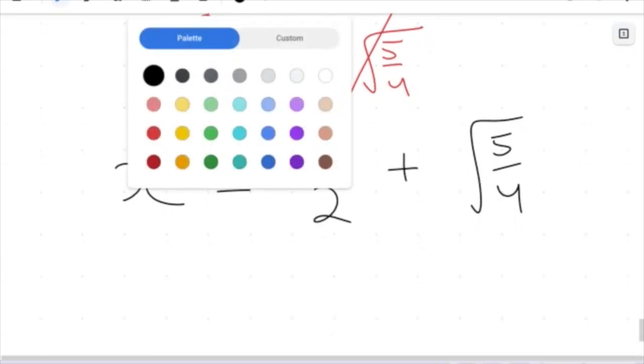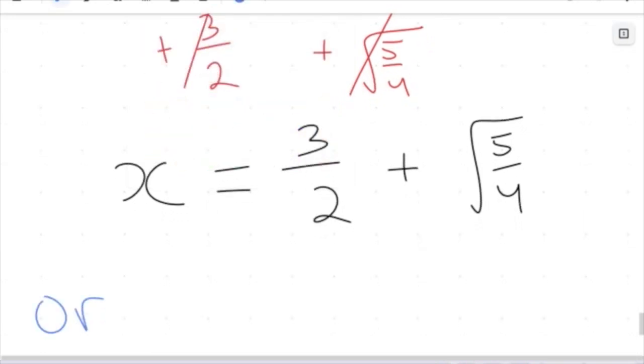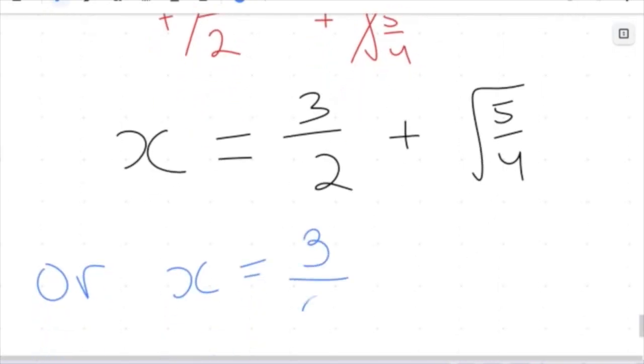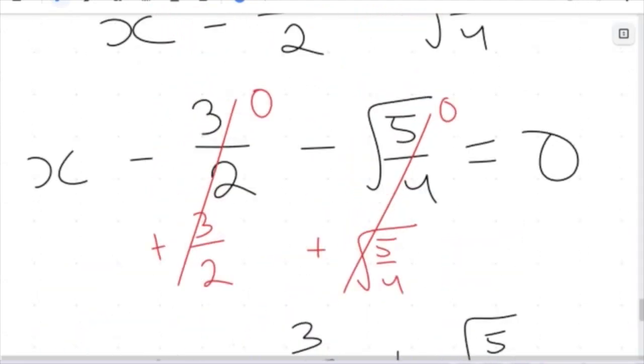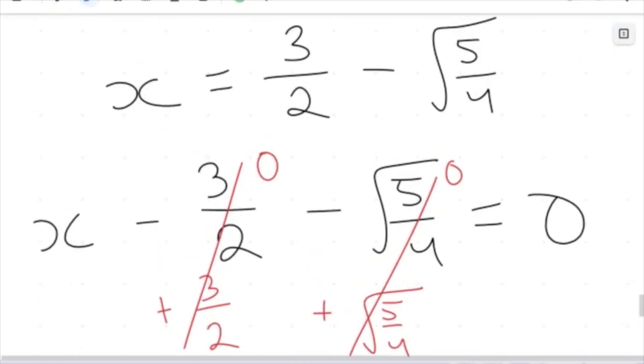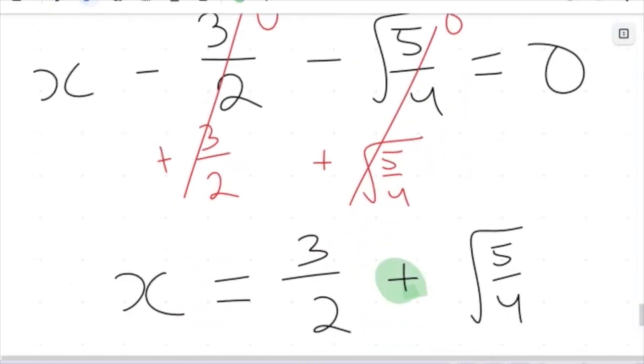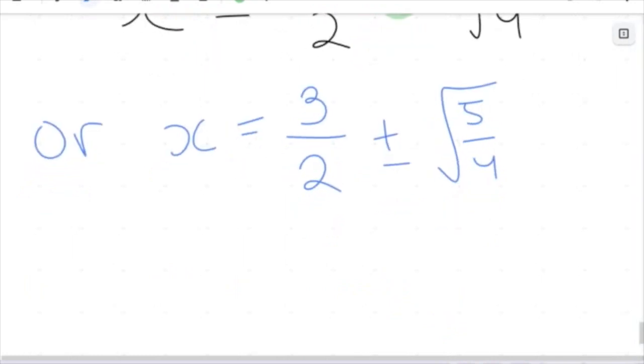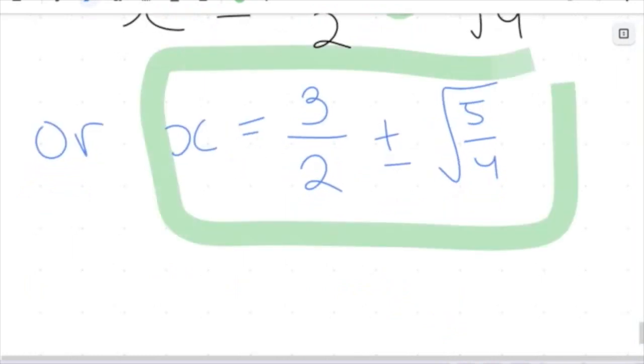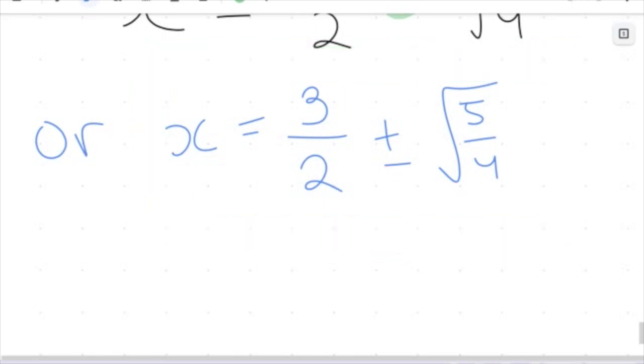Or in other words, I can write this as x equals 3 on 2 plus or minus root 5 on 4. Because I have 3 on 2 in both, but I have a minus and a plus. So I can write this as a short way. x equals 3 on 2 plus or minus root 5 on 4.